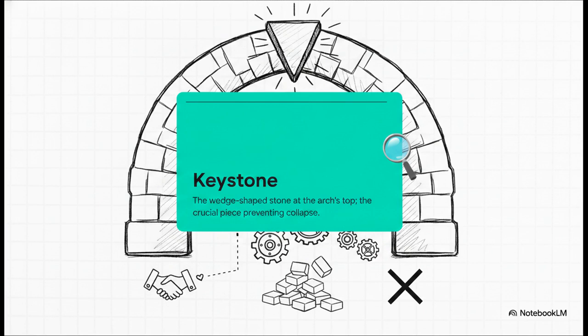Metaphorically, a keystone is the absolutely crucial element of an organization, or maybe a theory. For example, in an interview you could say, mutual trust is the keystone of successful diplomatic negotiations. Without it, the whole deal just falls apart.